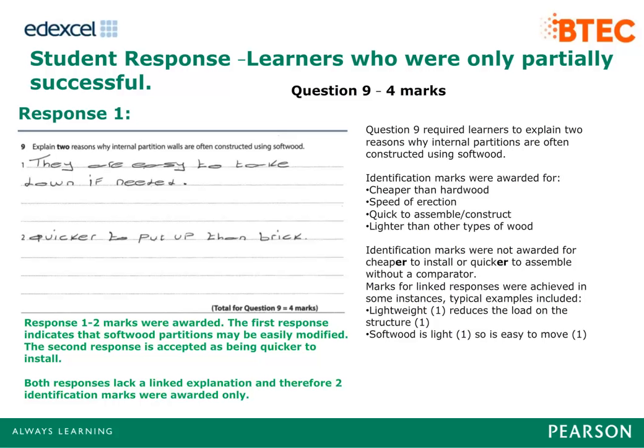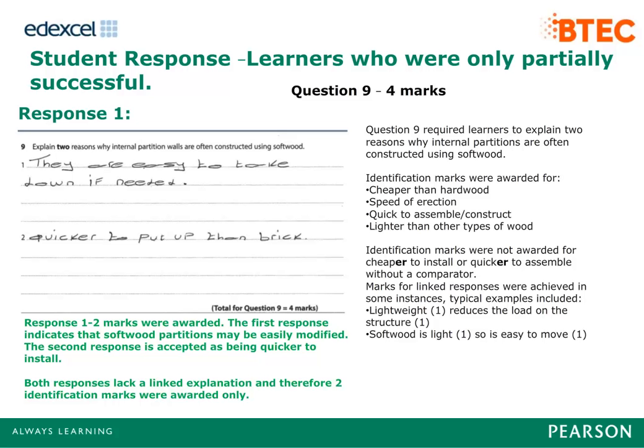Marks for linked responses were achieved in some instances. Typical examples included lightweight, 1 mark, reduces the load on the structure, 1 mark. Softwood is light, 1 mark, so is easy to move, 1 mark. The mark scheme for this question is detailed and offers centres the opportunity to review how linked responses should be presented.